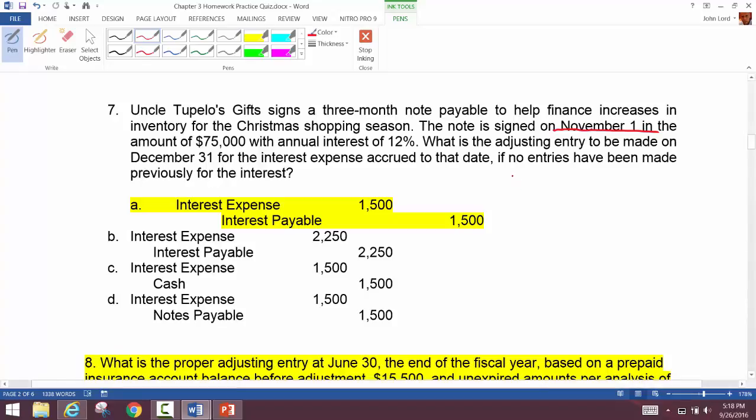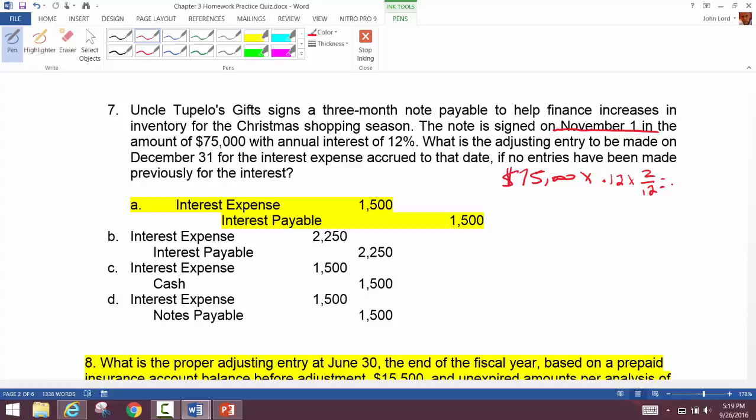So what happens? 75,000 is the amount we borrowed. Who wants to set this up for me? Times what? Times 0.12 times what? Good. Times 2/12. Excellent, guys. And put it in your calculator the way I said. 75,000 times 0.12 equals, times 2 equals, divided by 12 equals. Do you get 1,500?